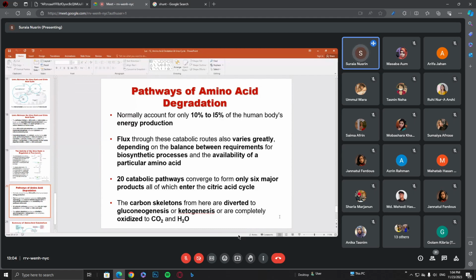ওই যে কনভার্জিং মেটাবলিক পাথওয়ে, তাই না, আমরা শিখেছি। সো 20টা অ্যামাইনো অ্যাসিড এসে কনভার্স করছে ইনটু 6 মেজর প্রোডাক্টস, এবং সেই 6 মেজর প্রোডাক্টস কোথায় যাচ্ছে? They are entering the citric acid cycle.